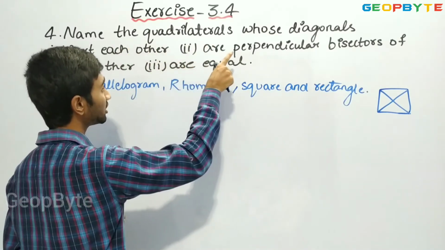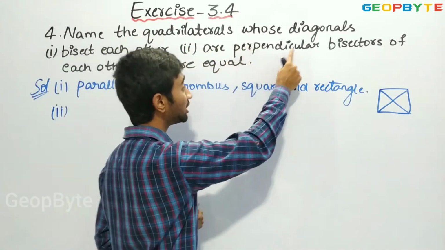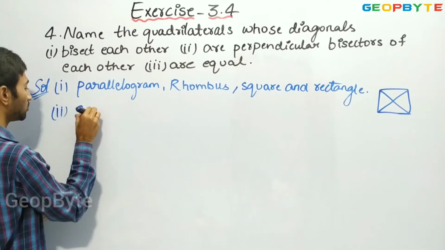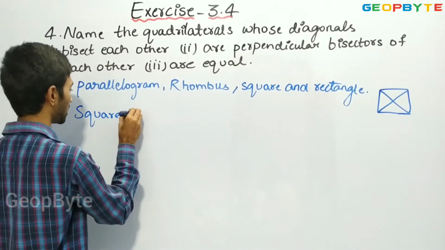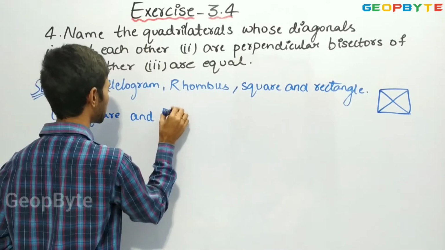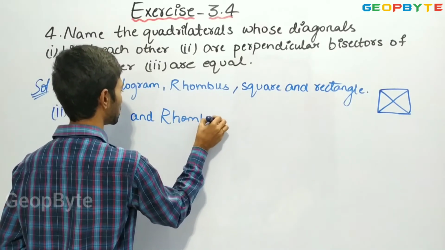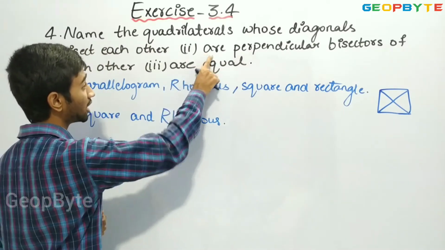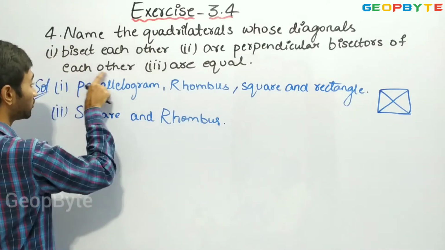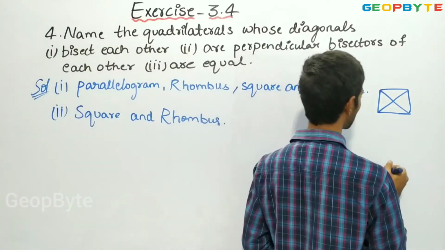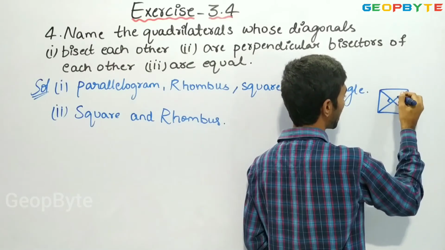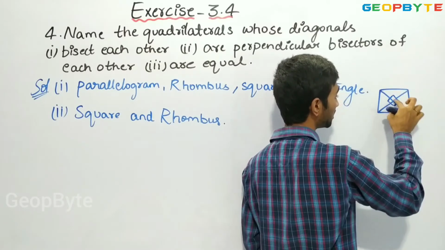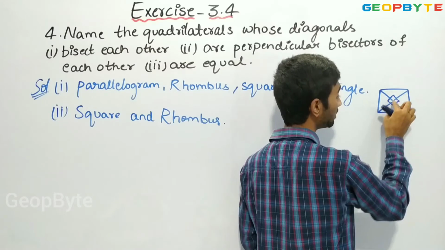So name the quadrilateral whose diagonals are perpendicular bisectors of each other. So the answer is square and rhombus. So in the quadrilaterals square and rhombus, diagonals are perpendicular bisectors of each other. Perpendicular bisectors means here it will make an angle of 90 degrees. So when we bisect the diagonals, the angle made is 90 degrees.